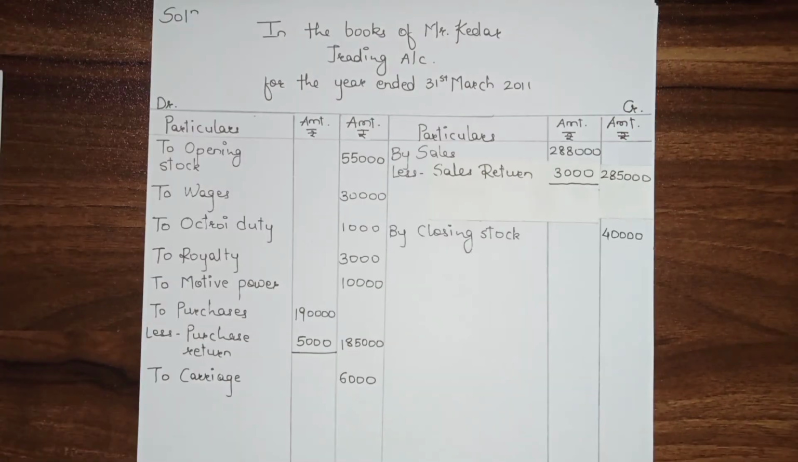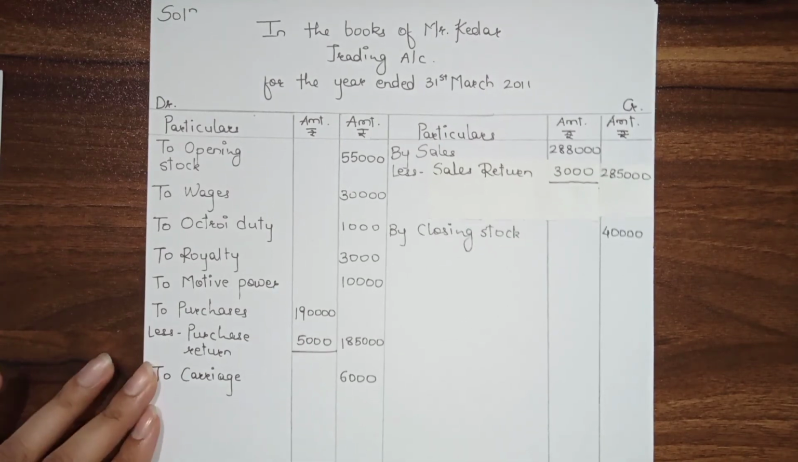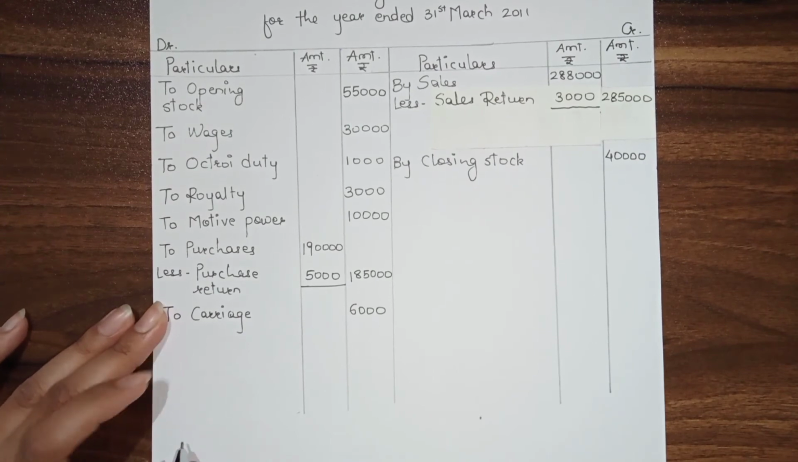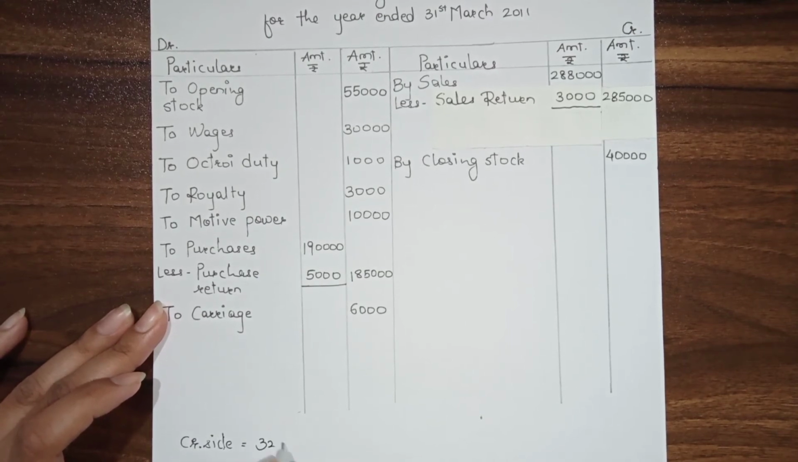So firstly we will do the total of the credit side. So 2,85,000 plus 40,000 is rupees 3,25,000. So just write it on the rough side. Here I will write down credit side 3,25,000.